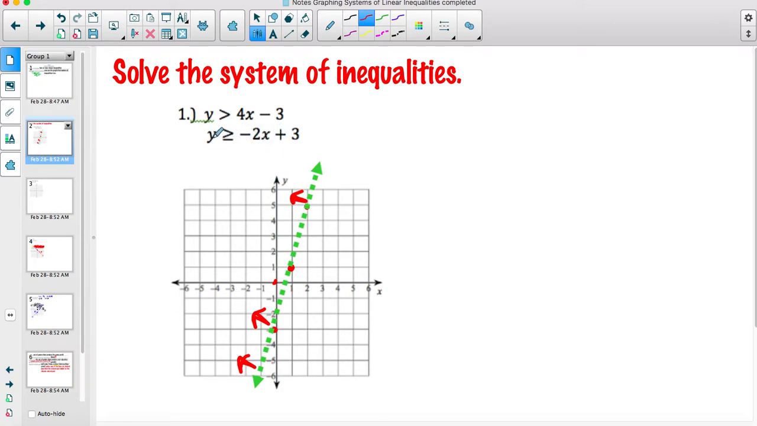The next inequality that we're going to graph says y is greater than negative 2x plus 3. My y-intercept is positive 3 this time, and my slope is negative 2 over 1. So I'm going to go up and to the left and down and to the right to create a negative slope. This line is going to be solid because it can be equal to.